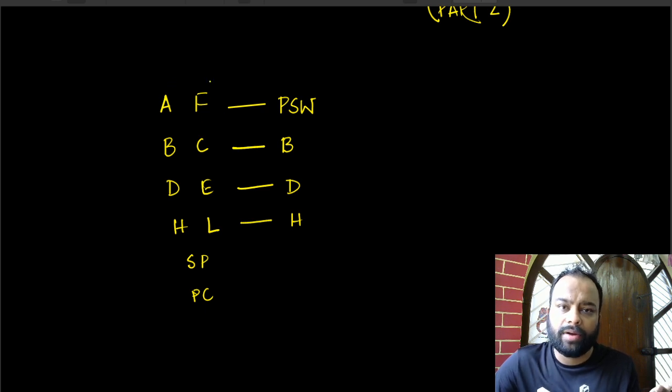So for most of the time, this stores the result of 8-bit arithmetic and logical operations, and this usually stores the status of the last executed instruction. So this is called the program status word.